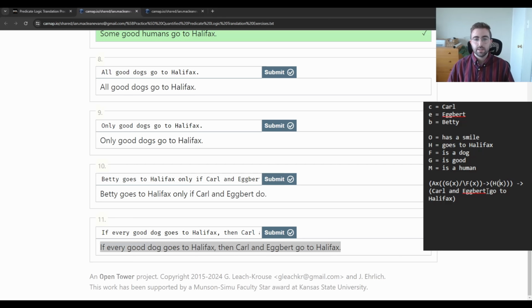Okay, so now let's do the right side. Carl goes to Halifax and Egbert goes to Halifax. Well, in this case, we're just talking about specific people, which is little c and little e for Carl and Egbert. And goes to Halifax is H. So in this case, it's saying Carl goes to Halifax and Egbert goes to Halifax. So then we can translate this down. So we'll have goes to Halifax for Carl, and that's what this is. Goes to Halifax for Egbert. That's what this is. Great. Okay.